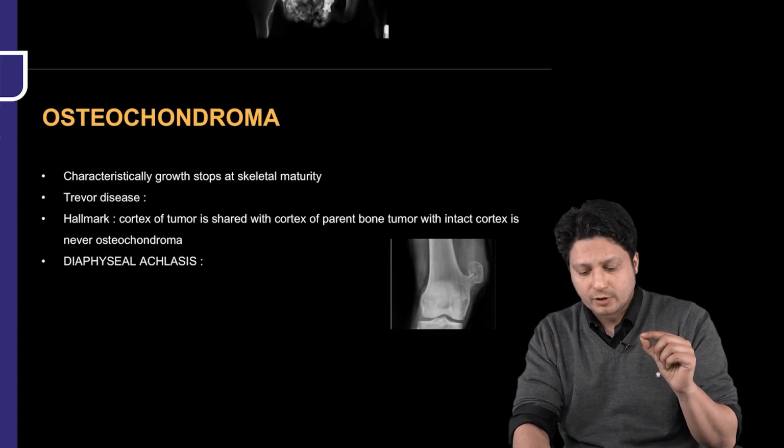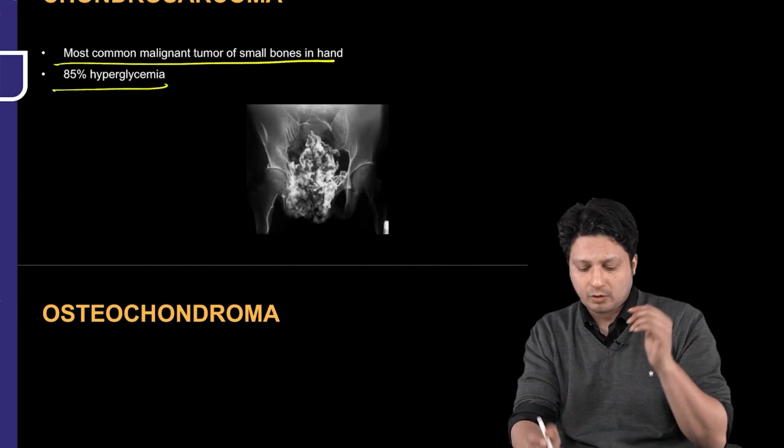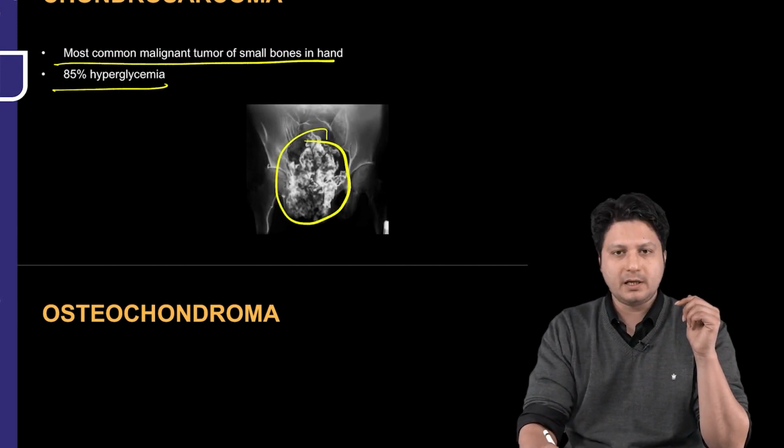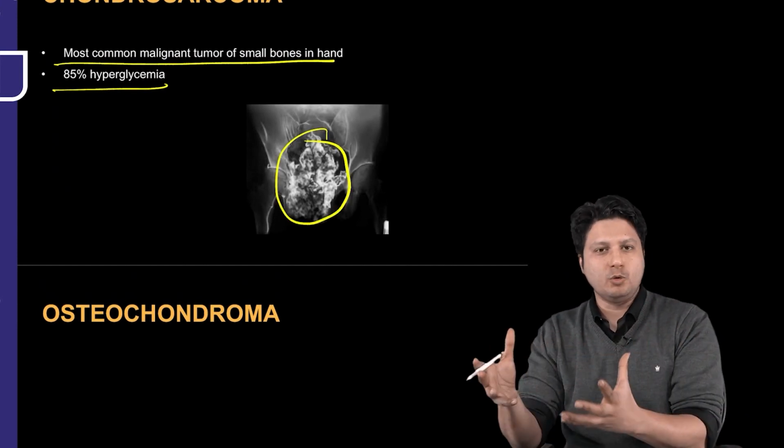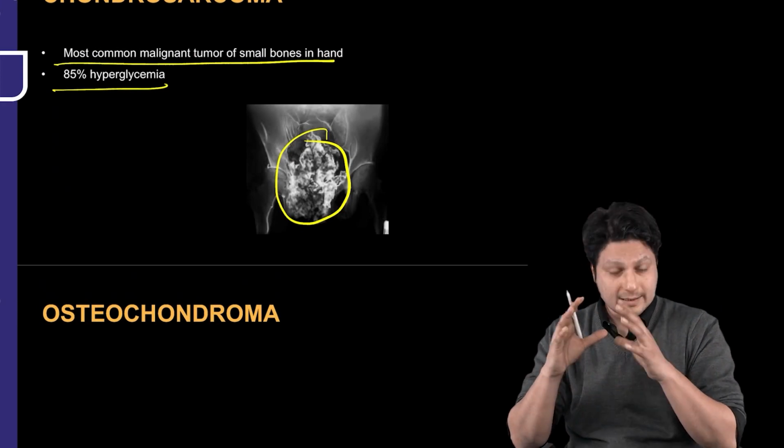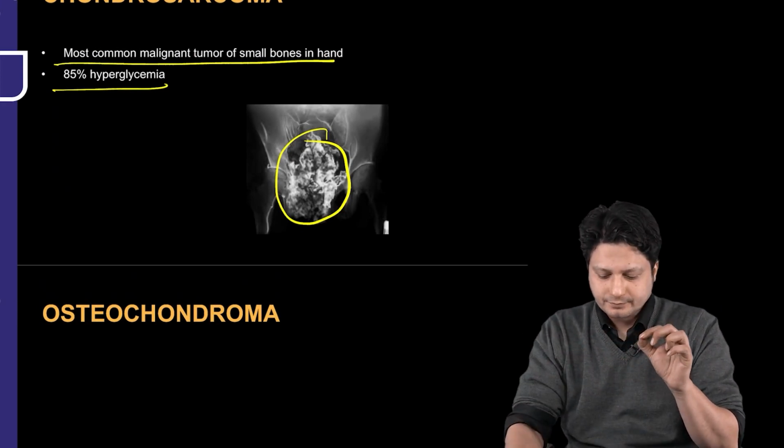The most common site for the tumor is the pelvis, and this is how the appearance of the tumor will be, like popcorn type of, spicule type of, inhomogeneous kind of calcification which will appear. All right.